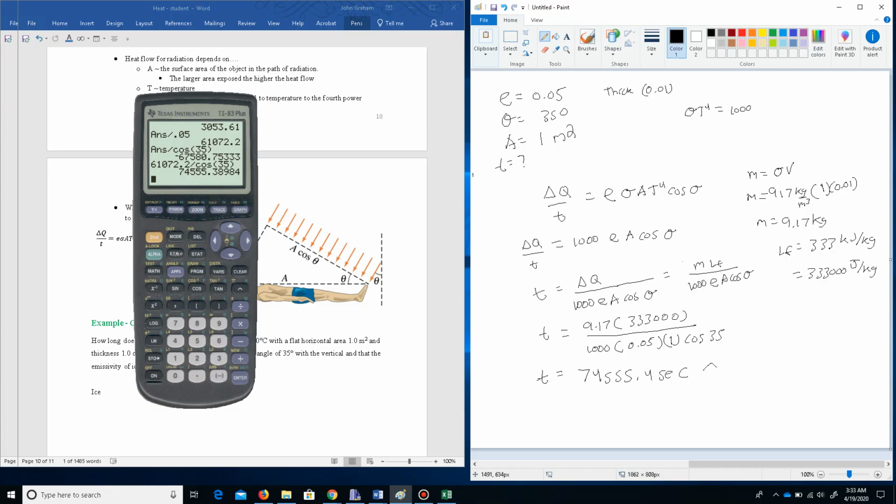Right, which is about, if you want to figure this out, let me make sure. Right, so that's how many seconds. There are 60 seconds in a minute, so that's how many minutes. 60 minutes in an hour, so that's how many hours. So yeah, 20.7 hours. Okay, so not even a day.